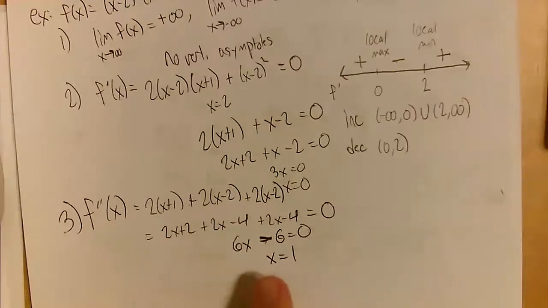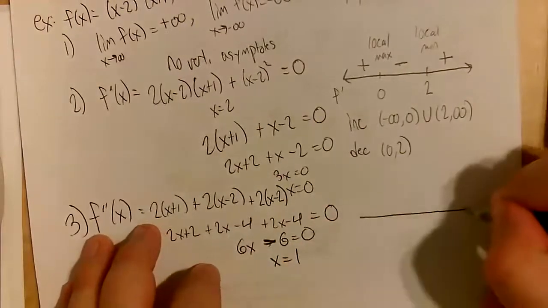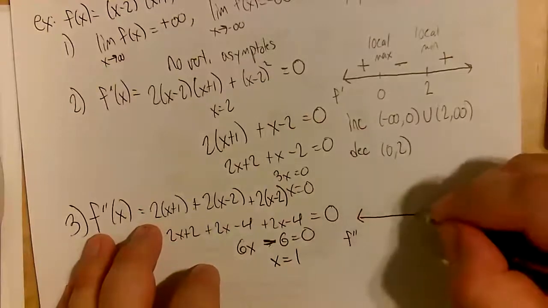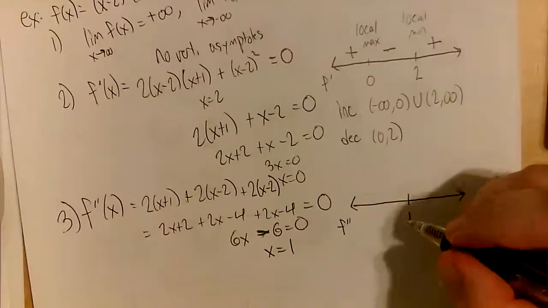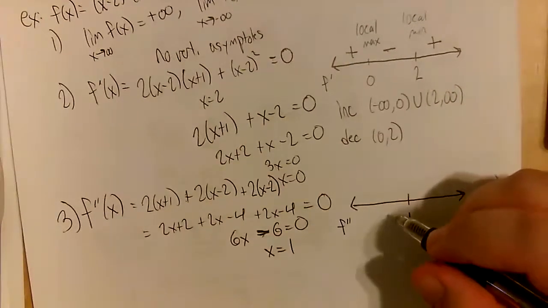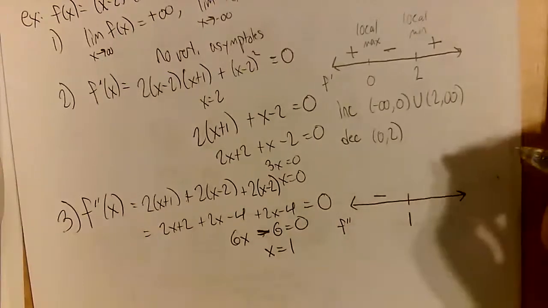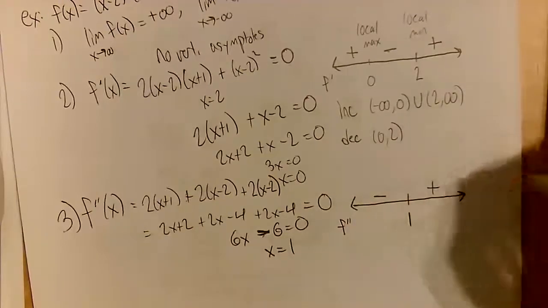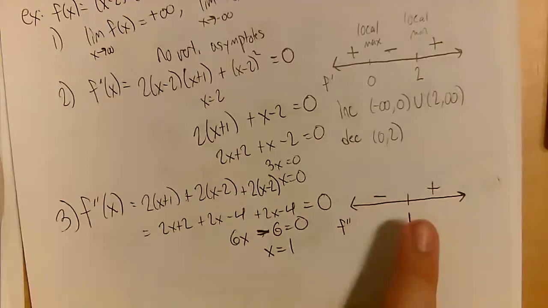So what's going to happen now? Well, remember that we're not necessarily at an inflection point just because we make the second derivative 0. We need the sign to change over that as well. So let's draw our sign chart here. Put x equals 1 there. If I were to plug in 0 to 6x minus 6, I would get negative 6, so it would be negative here. And then if I plug in, say, 2, I would get a positive value. So I know my second derivative is going from negative to positive.